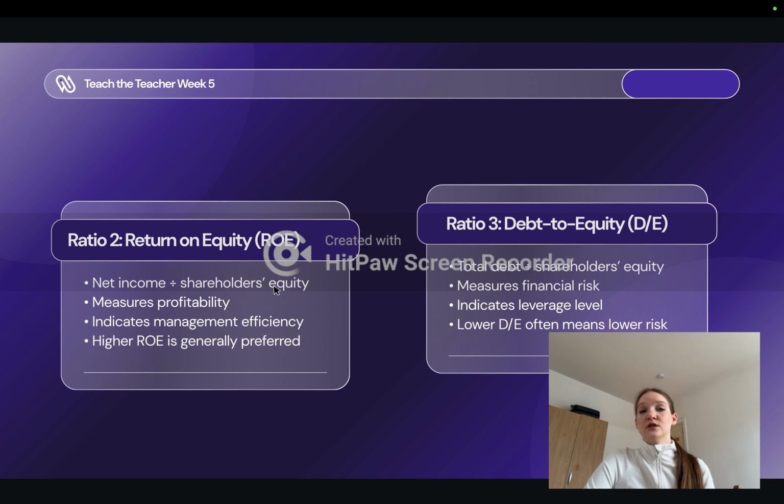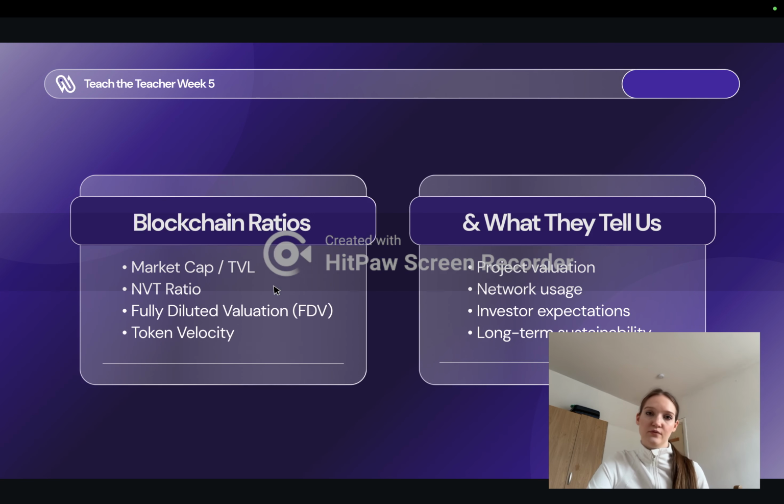I would also like to mention that none of the ratios needs to be used in isolation. It's not recommended. It's also important to look at the context of the industry and to compare with competitors, because without all of that, it's very easy to make a wrong evaluation and wrong conclusion and make a not very profitable investment decision. Now let's talk about blockchain ratios, just a couple of words.